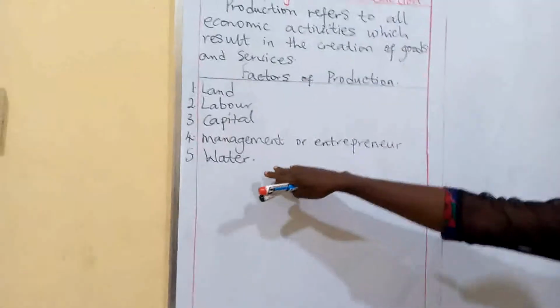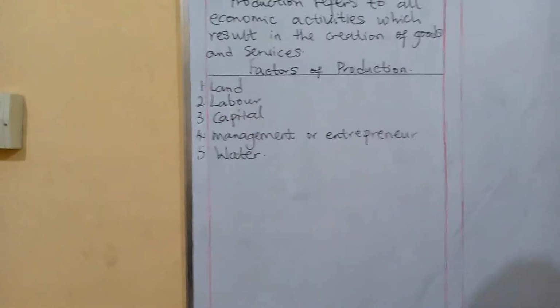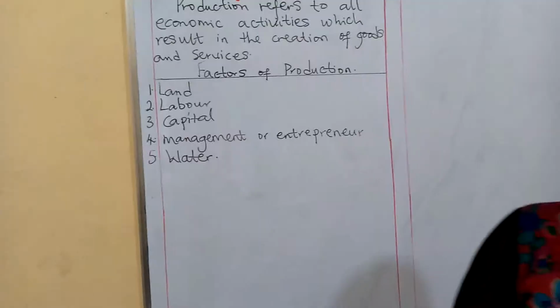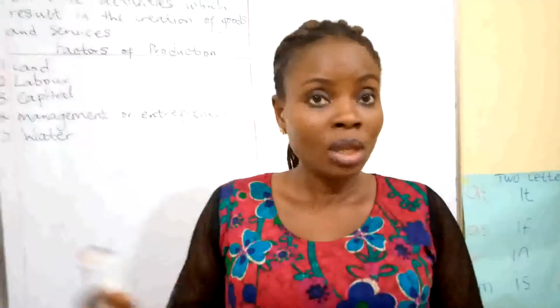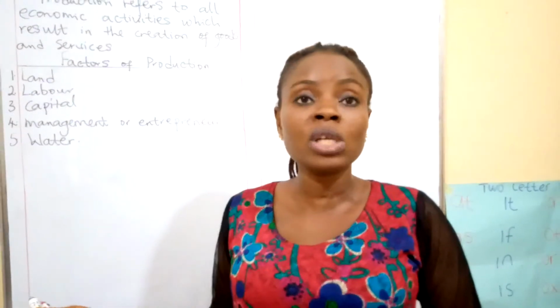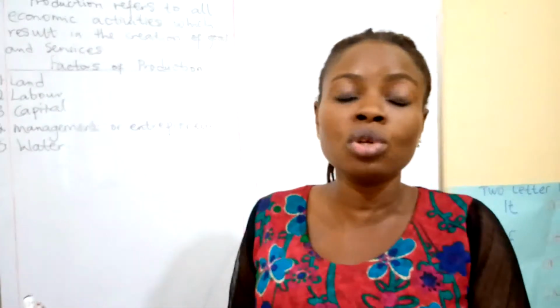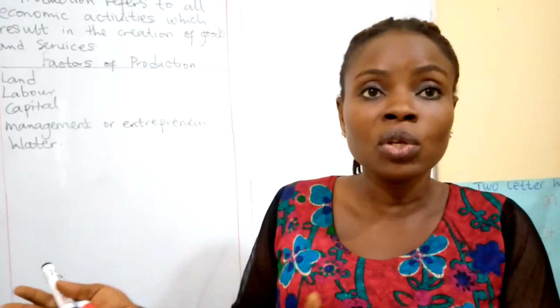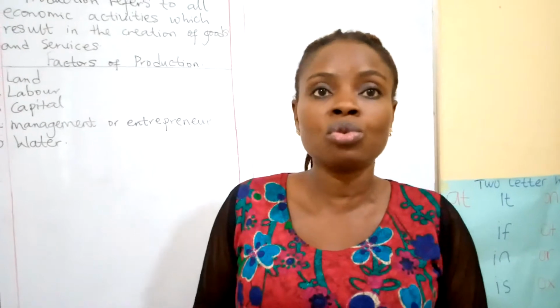Now, the last but not the least I want to include here is water. This is very important. Talking about animal husbandry, you need water to give to your livestock to drink. You also need water for your crops to grow well.